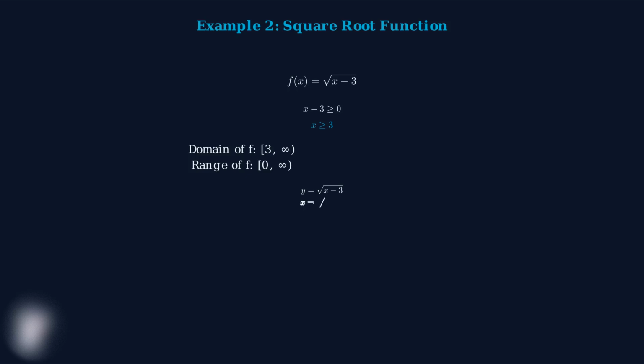To find the inverse, we start with y equals square root of x minus 3, then swap variables to get x equals square root of y minus 3. Squaring both sides gives us x squared equals y minus 3. Adding 3 to both sides, we get y equals x squared plus 3. Therefore, f inverse of x equals x squared plus 3, but we must restrict x to be greater than or equal to 0 to maintain the one-to-one property. Notice the beautiful symmetry. The domain of f inverse is 0 to infinity, which exactly matches the range of f. The range of f inverse is 3 to infinity, which matches the domain of f.